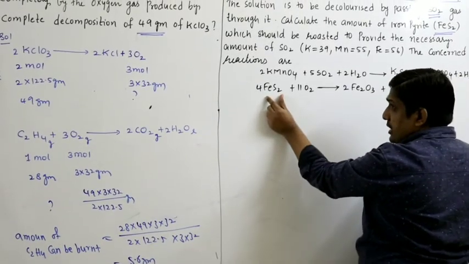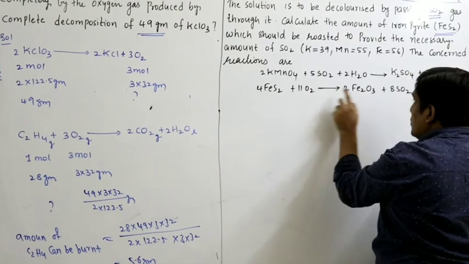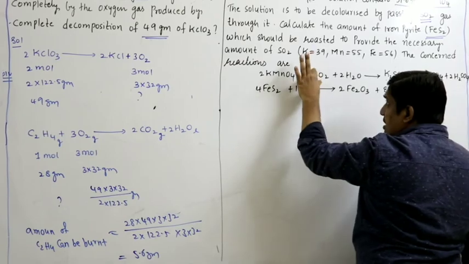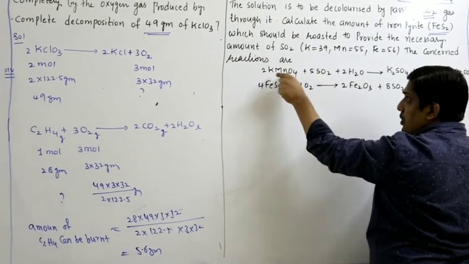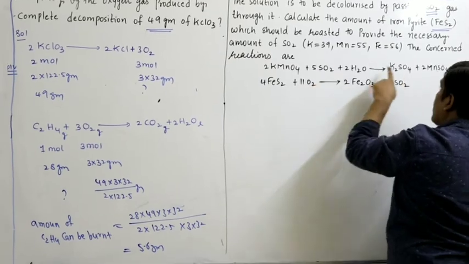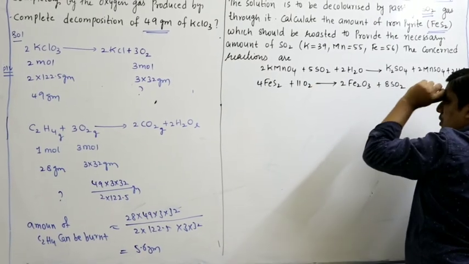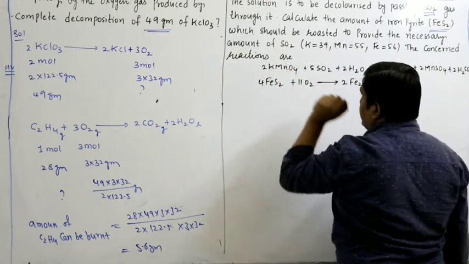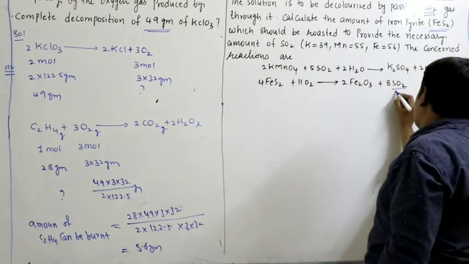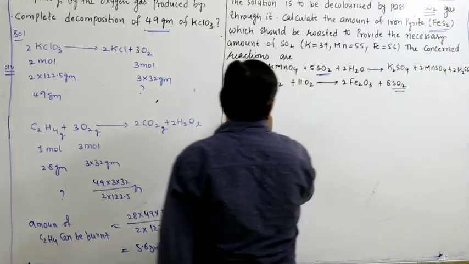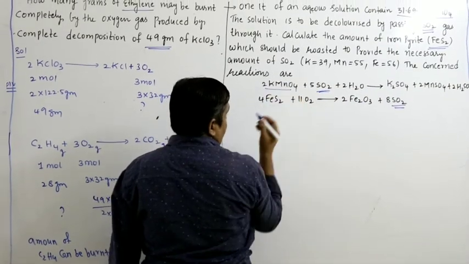When you take iron pyrites and oxidize it, you will get SO2. This SO2 released here is utilized to decolorize KMnO4. KMnO4 possesses purple color. So when it reacts with SO2, it forms a Mn plus 2 compound. So due to this chemical reaction, its color will disappear. So what is the common component? SO2. So from this, the component is given.